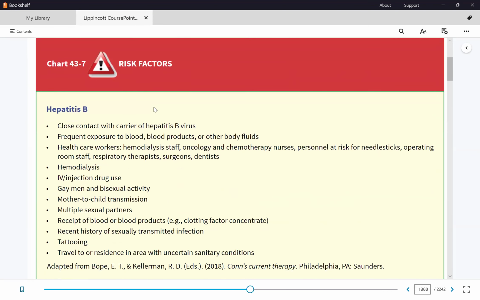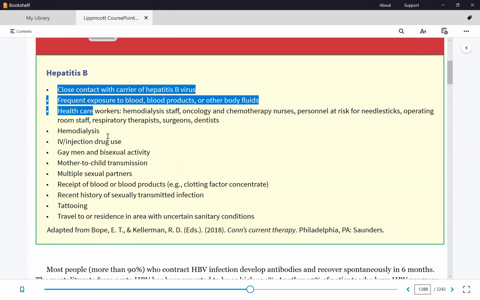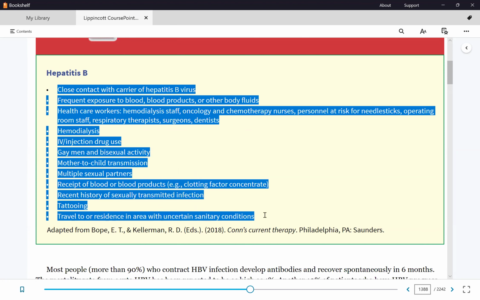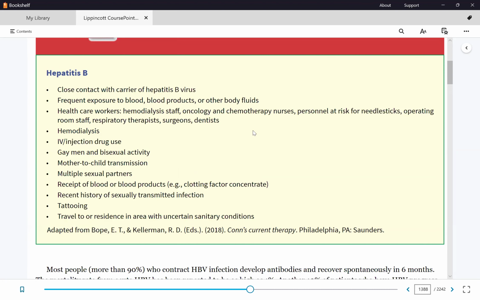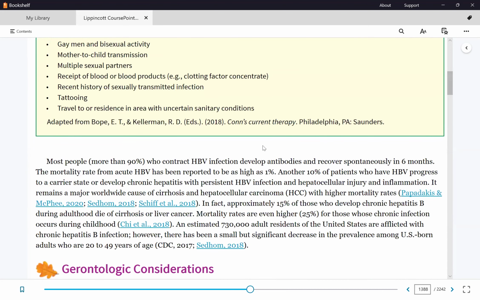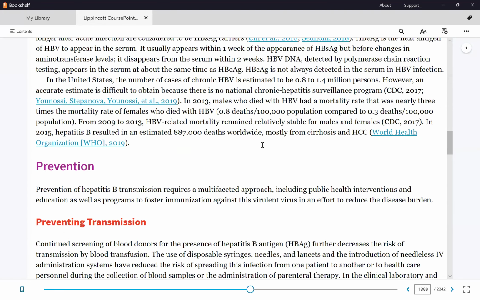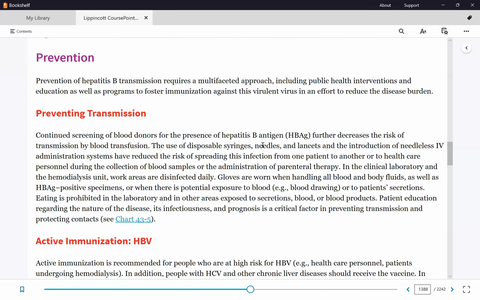So here are your risk factors. Chart 43-7, so who are at risk for contracting hepatitis B? These are the patients at risk. So that involves us, as we handle body fluids and we handle needles. We already discussed there is a vaccine. Hopefully everybody did not sign a waiver and everybody is vaccinated against hepatitis B.